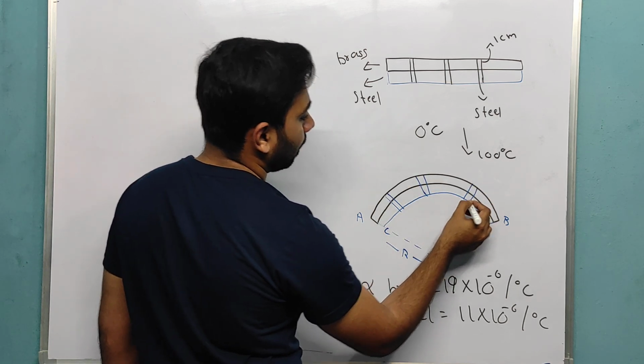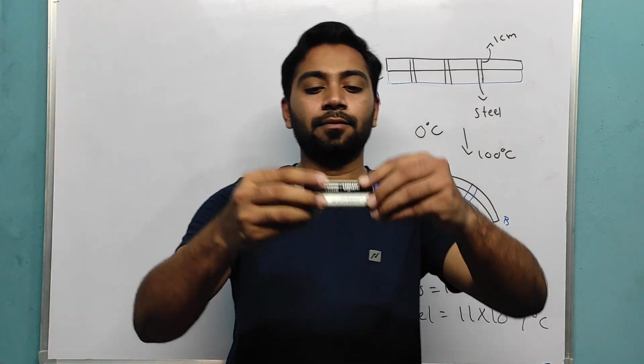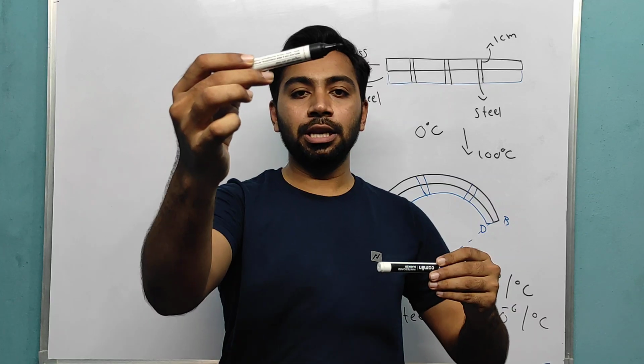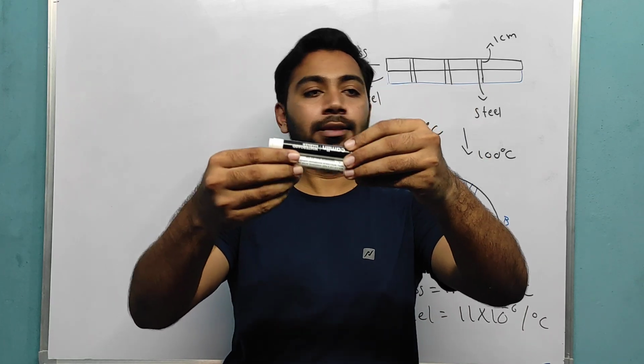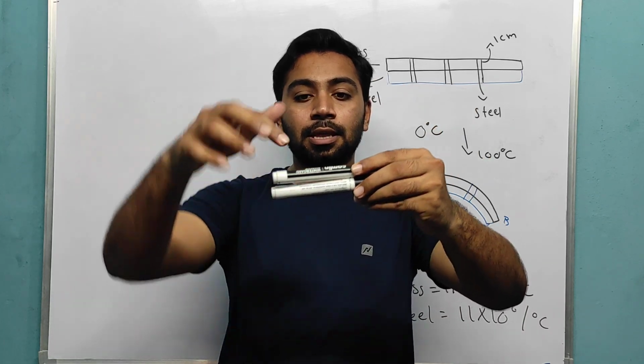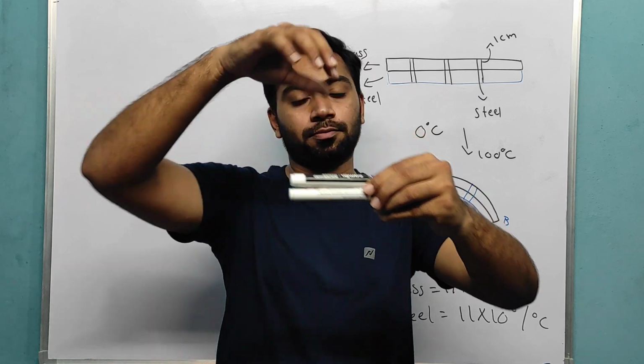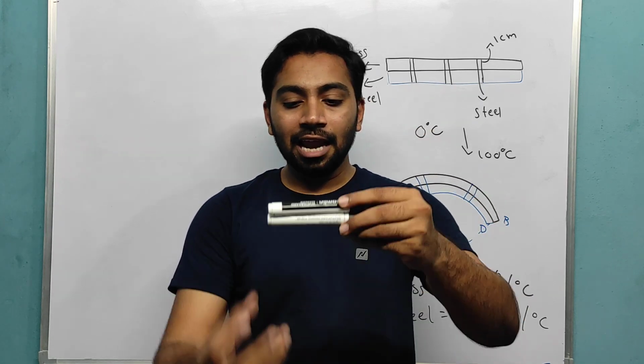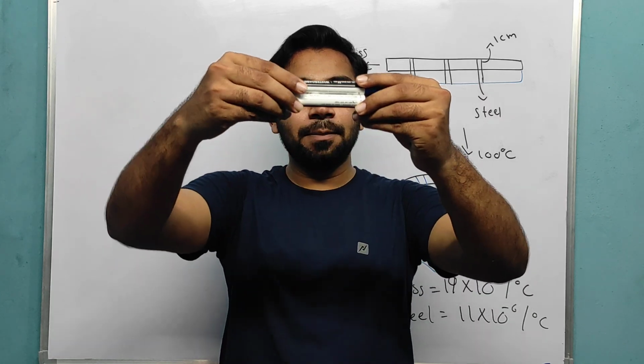Okay, now see what is the main thing now? We are keeping these two metals with the help of steel. One steel, one brass. We are keeping like this. Now we are joining both of them with the help of steel, and we are heating. When we heat, this starts bending like this.